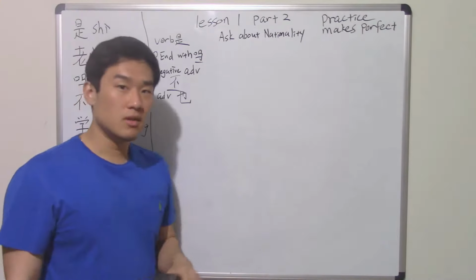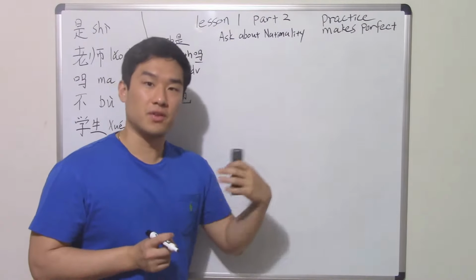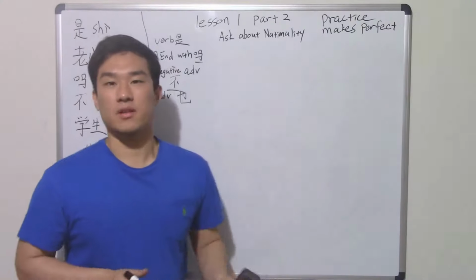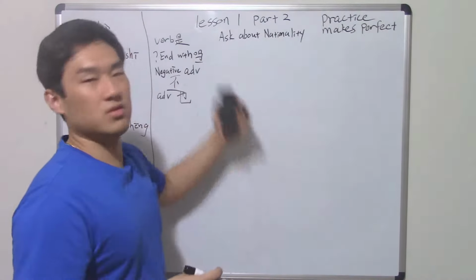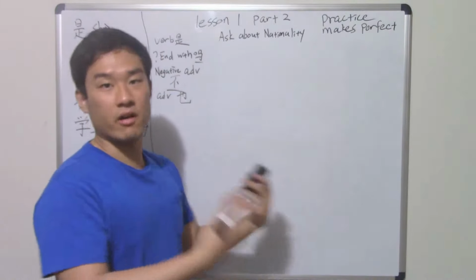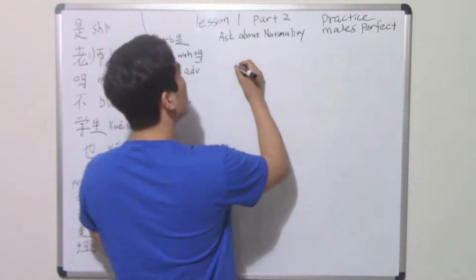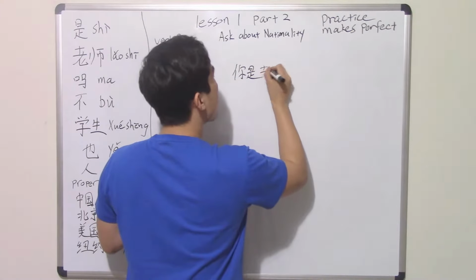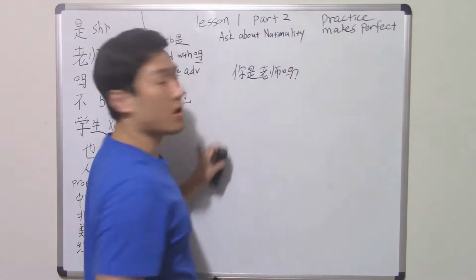How do you use 不 in a sentence? Simply put 不 in front of the verb, and after the subject. Let's just use the previous grammar together to see how it goes. You can say 你是老师吗? So are you a teacher? 你是老师吗? Are you a teacher?